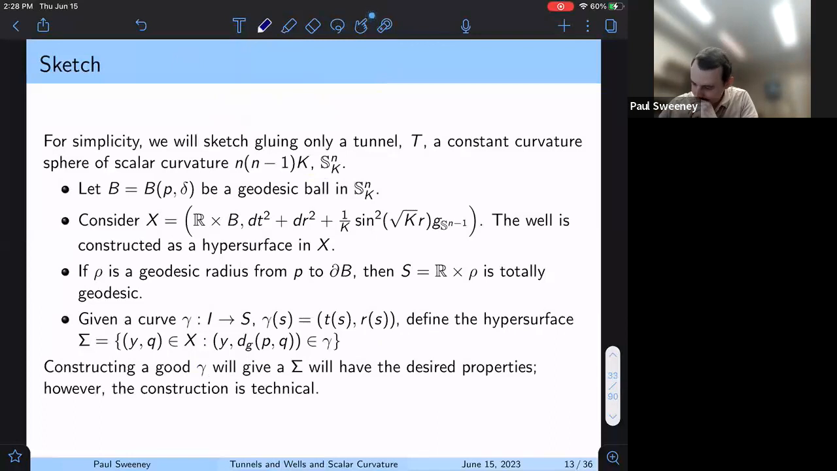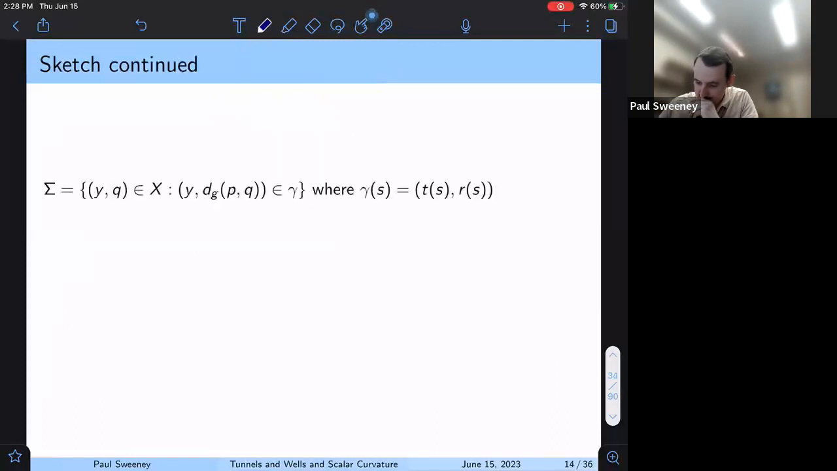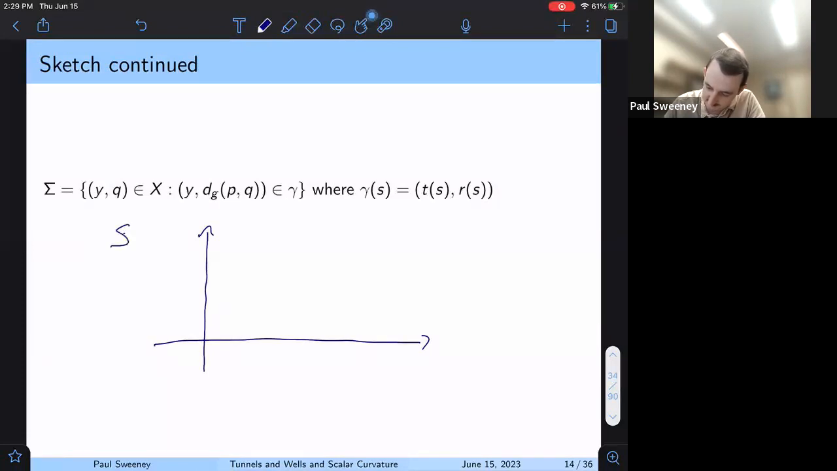So let me draw this picture again. We want gamma to be a tunnel. So what will this look like? This is S, this is the rho direction, this is the R direction. In these coordinates, this is the T axis, and this is the R axis. And what we need is, we want gamma to look like this.